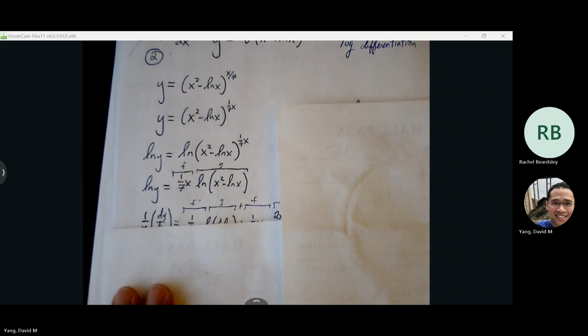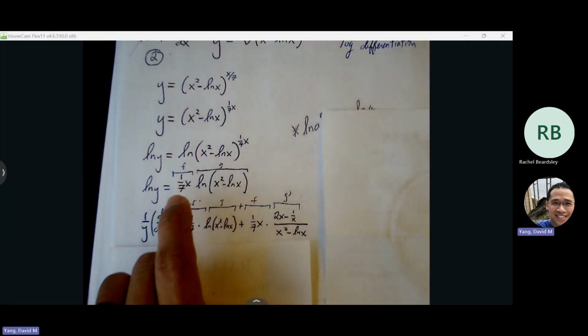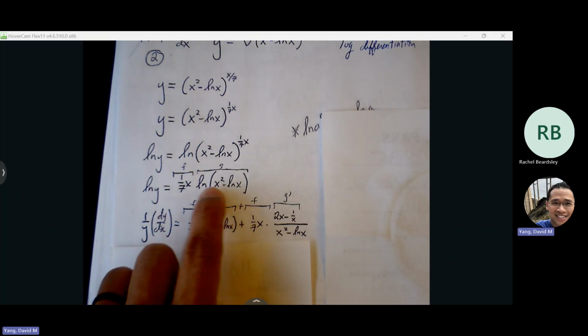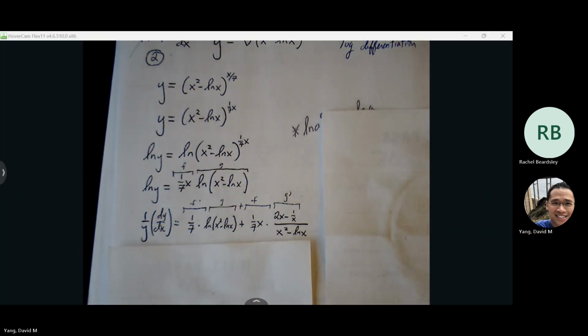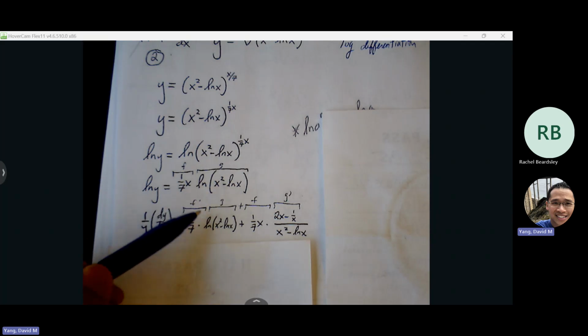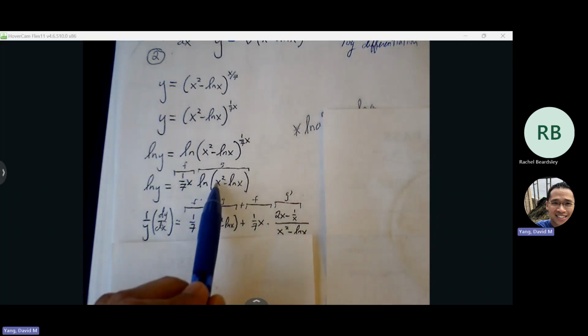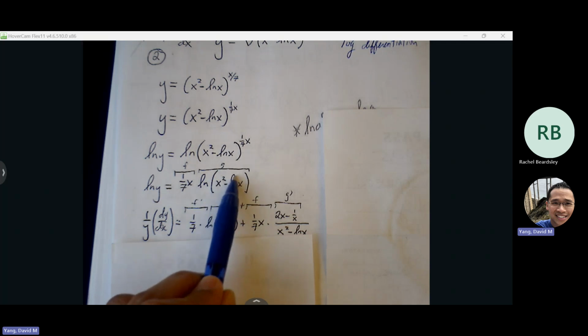Okay, left side, natural log of y becomes u prime over u, or 1 over y dy dx. We know there's a little bit of implicit on the left side. And then we begin our product rule, f prime times g plus fg prime. 1/7 x becomes 1/7. G stays, f stays, and then we have to do our derivative process for what's inside the parentheses.